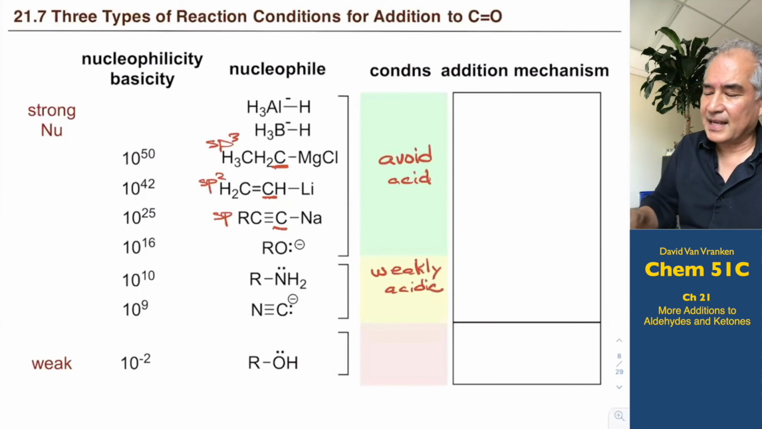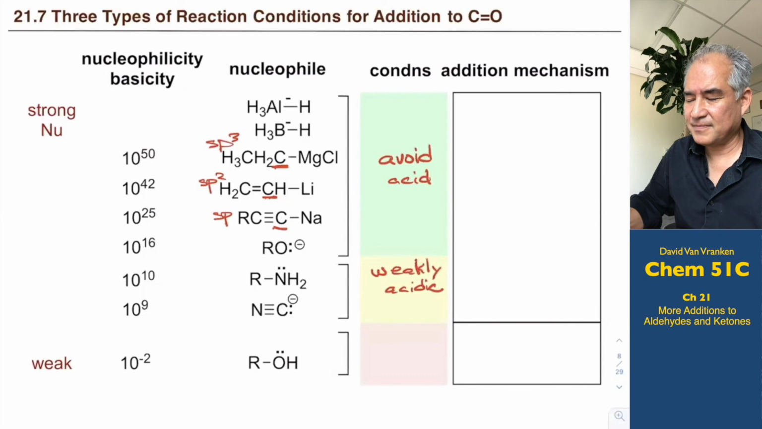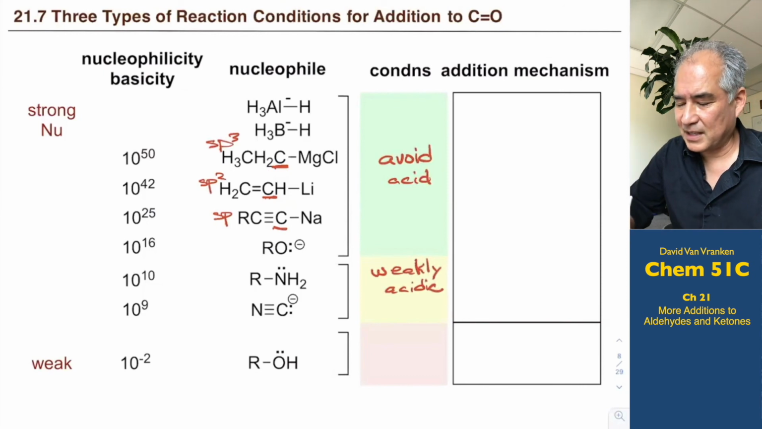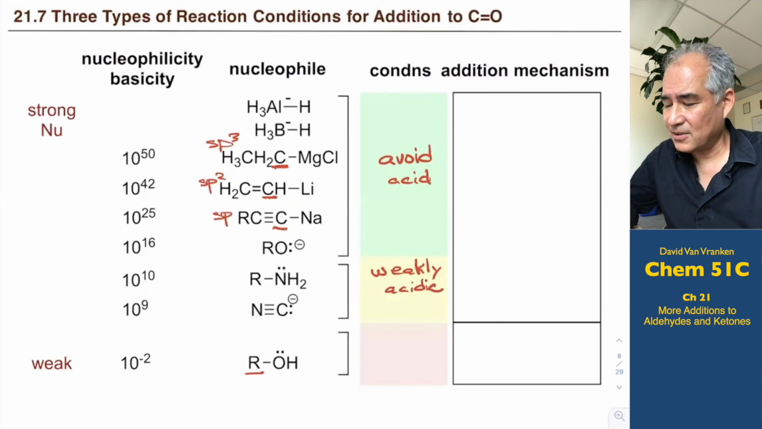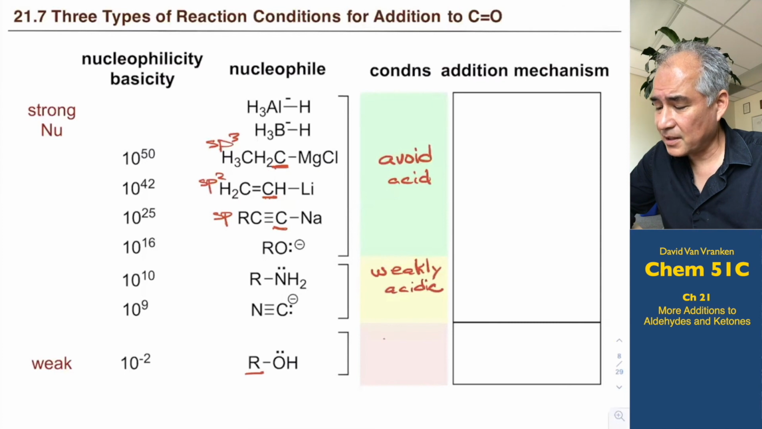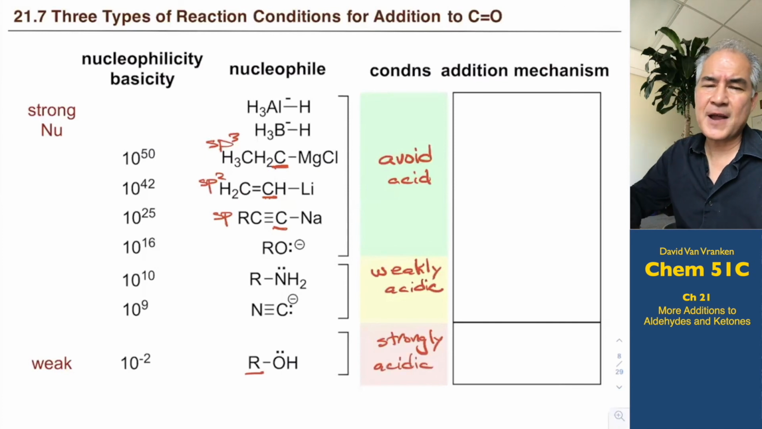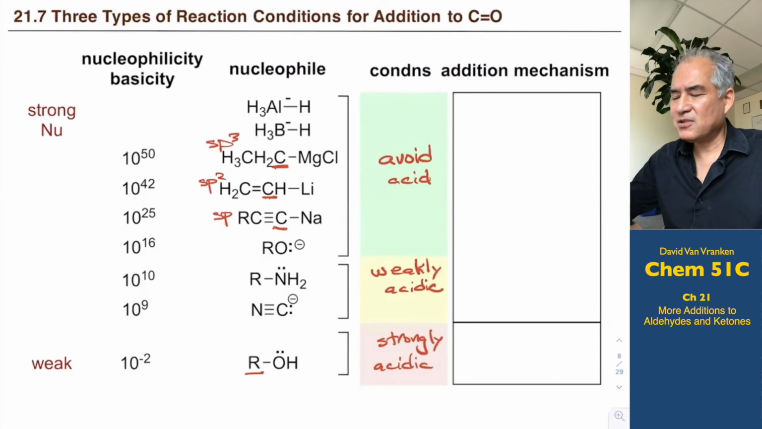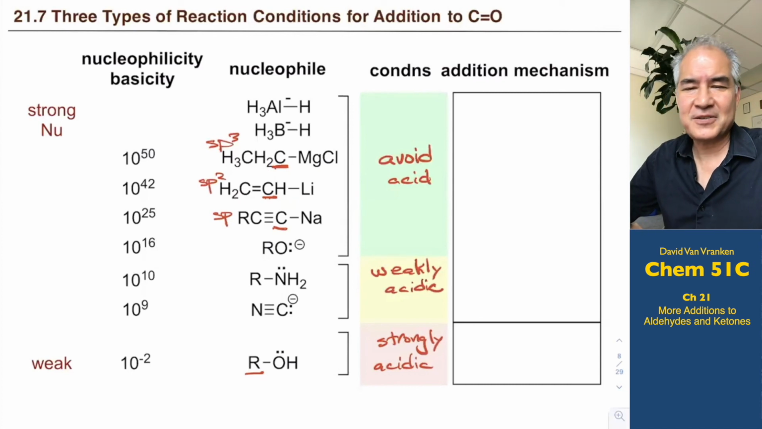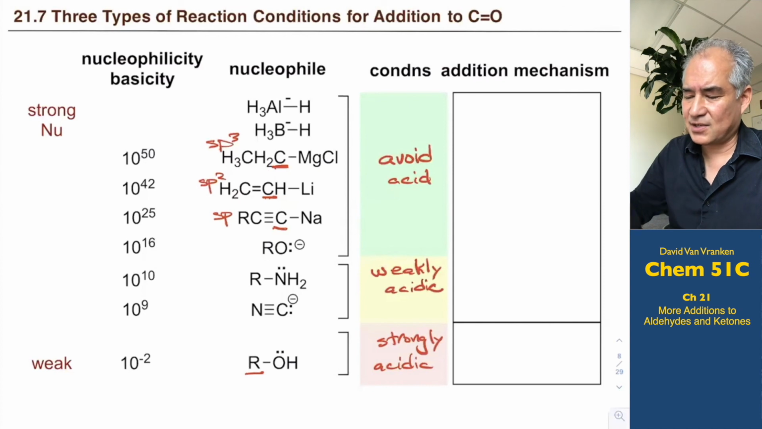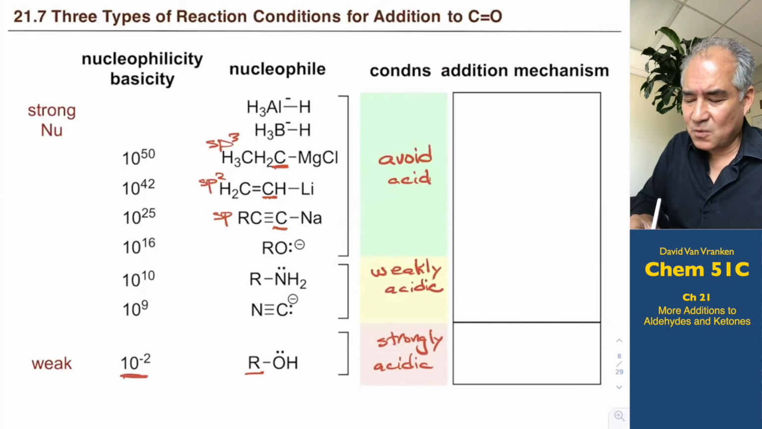And then finally, when we get to oxygen nucleophiles, that means water or ethanol or methanol. When we want those to attack carbonyls, those are going to be occurring under strongly acidic conditions. Strongly acidic: hydrochloric acid, sulfuric acid, toluene sulfonic acid, which is just like sulfuric acid. We need strongly acidic conditions because this is such a weak nucleophile.